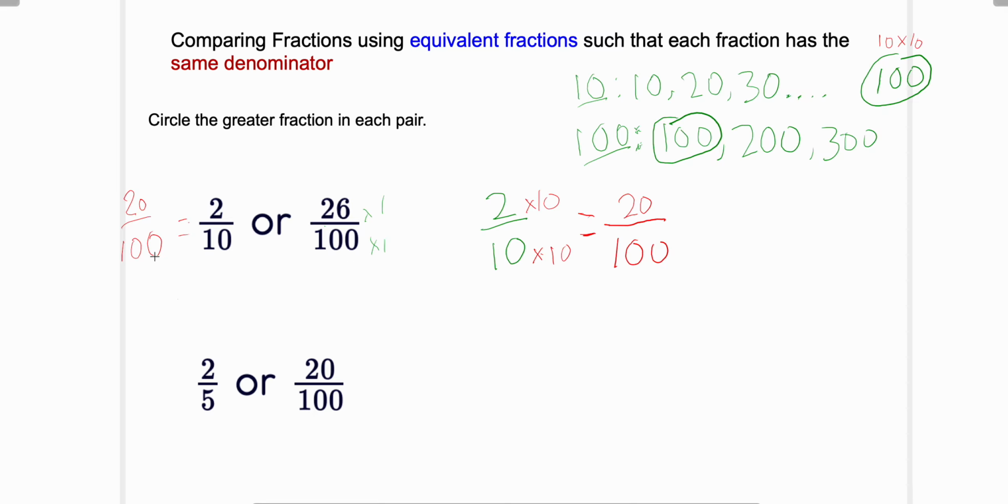Well, because they have the same denominator, all we have to compare is the numerator. It's like saying 20 apples or 26 apples. Who has more apples? Well, the 26, right? Because we're comparing apples to apples. We're comparing hundredths to hundredths. So 26 hundredths is the greater fraction. So now I want you to pause this video and try out the next one for yourself. Go ahead.